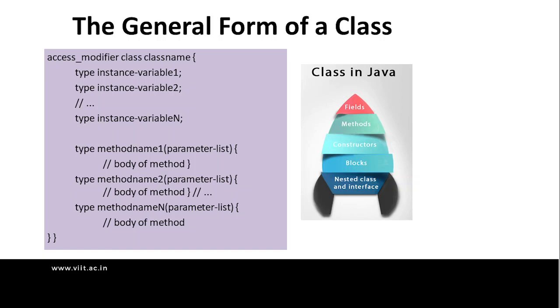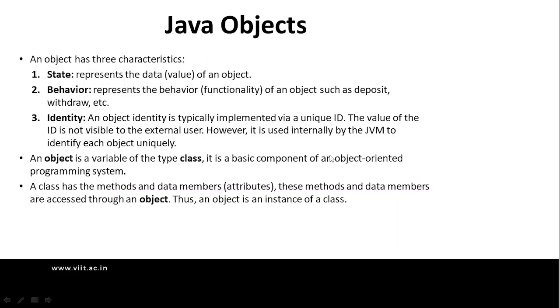Likewise, there can be n number of methods like method 1 to method n, which have type and parameter list. This method should be included with the opening and closing bracket, which is the body of the method, which includes a number of statements. So that in a Java class, fields can be there, methods can be there, constructors can be there, blocks can be there, nested class and interfaces can be there.